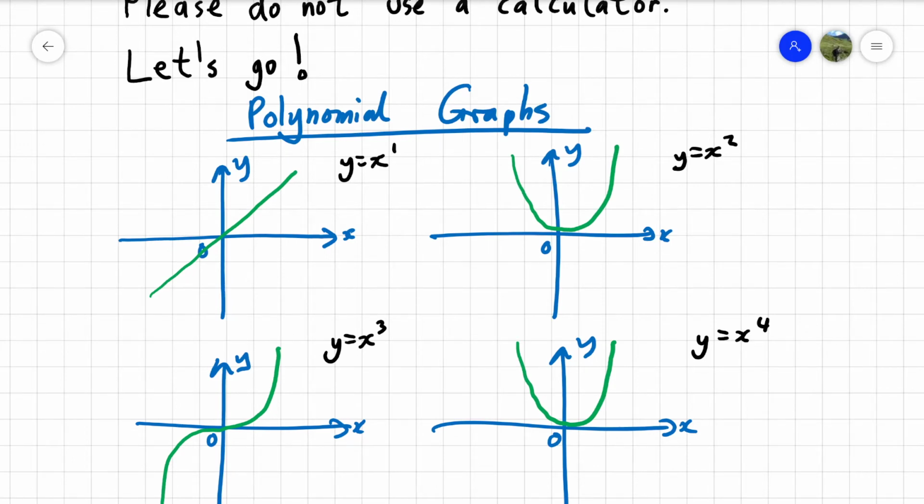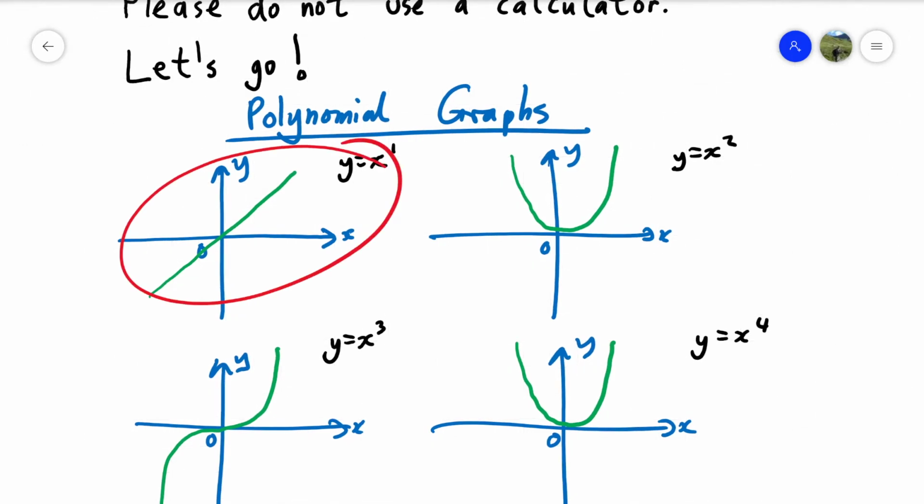We've got y equals x. I've written y equals x to the 1, but remember the 1 doesn't really change anything. But I want to have the 1 there. And then y equals x to the 2, which means y equals x squared. We've done that a few times now. That looks like that. Y equals x cubed.